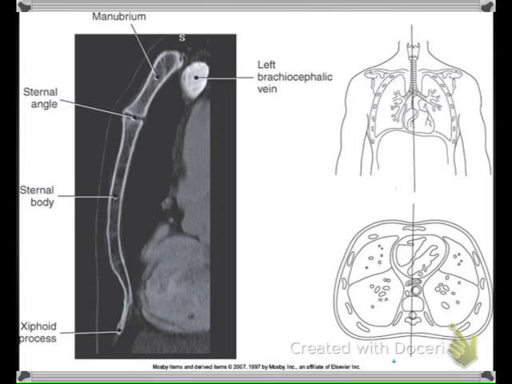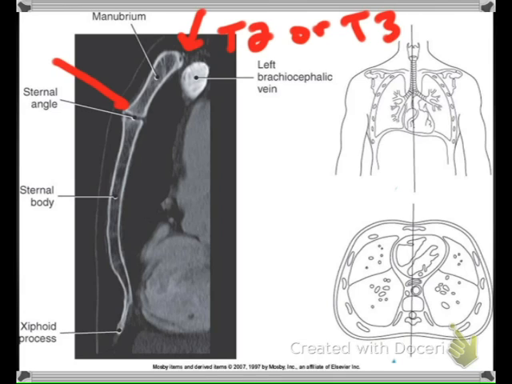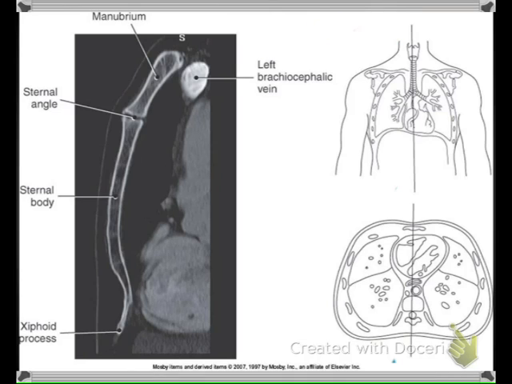We do say that around here is T2 or T3, and then around here is 4 or 5. So keep that in mind, and let's look at the anatomy that we really need to know from this. We do see the manubrium, and so we need to know the manubrium, and the manubrium is this area here.